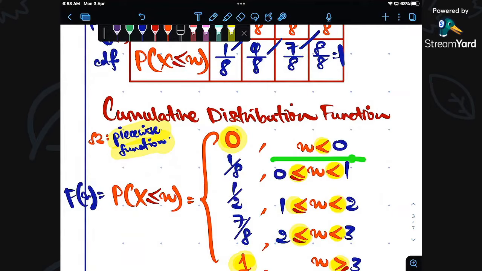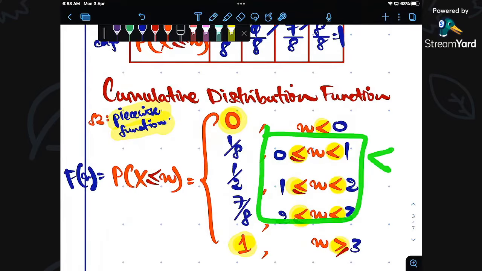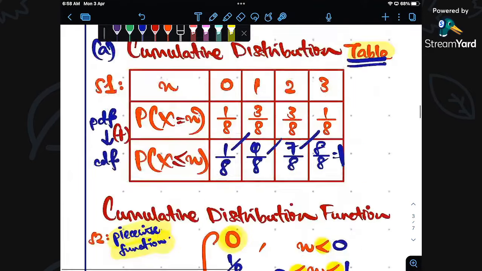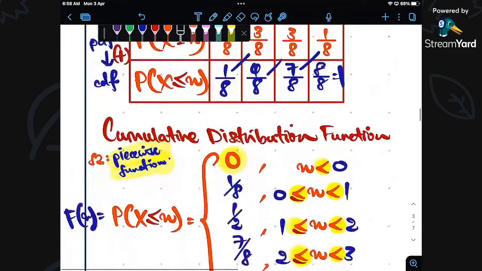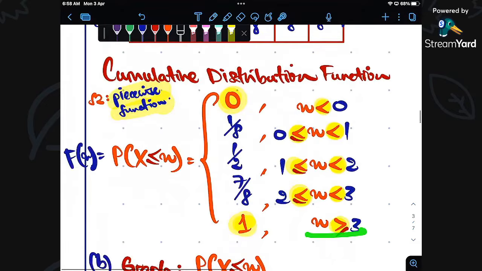But just make sure you write down this inequality sign. It is always less than, or less than or equal, and for the last part, it must be more than or equal to the last number here, which is 3. And then, yeah, it is 1, isn't it? The probability of the last one is 1. So just don't forget to put more than instead.